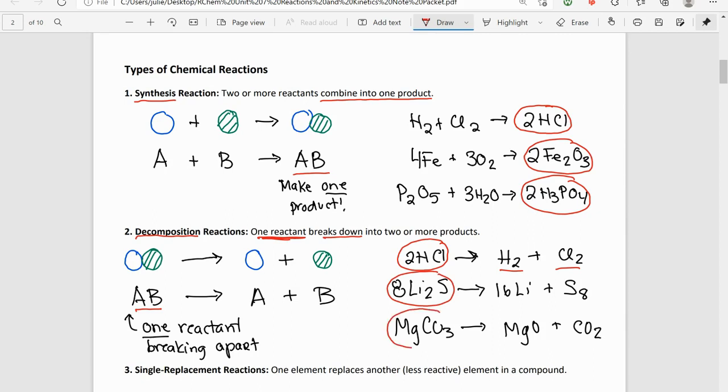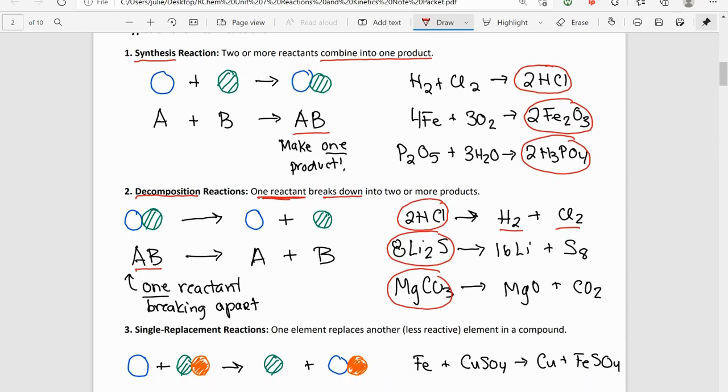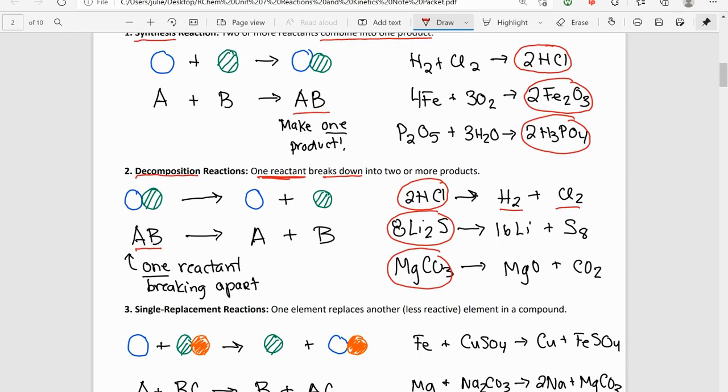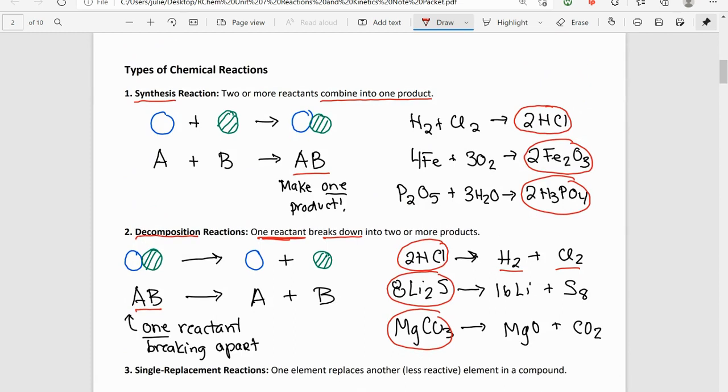And then same thing here, MgCO3. In this case, we have one compound breaking into two compounds. So again, one reactant breaking into two or more products. You can see synthesis and decomposition are basically the opposite of each other.